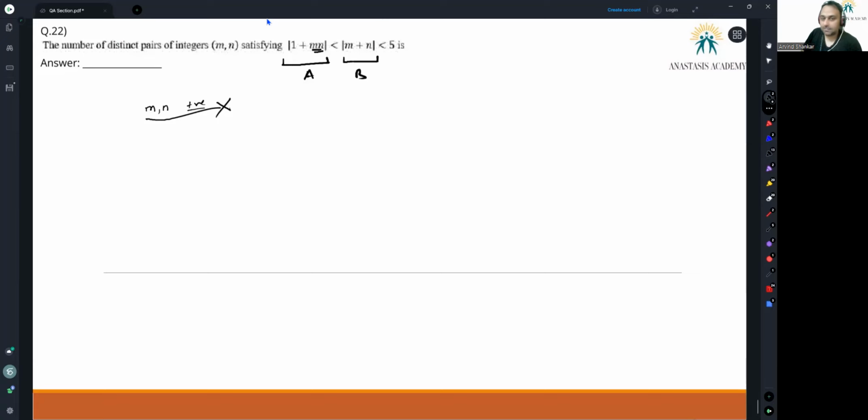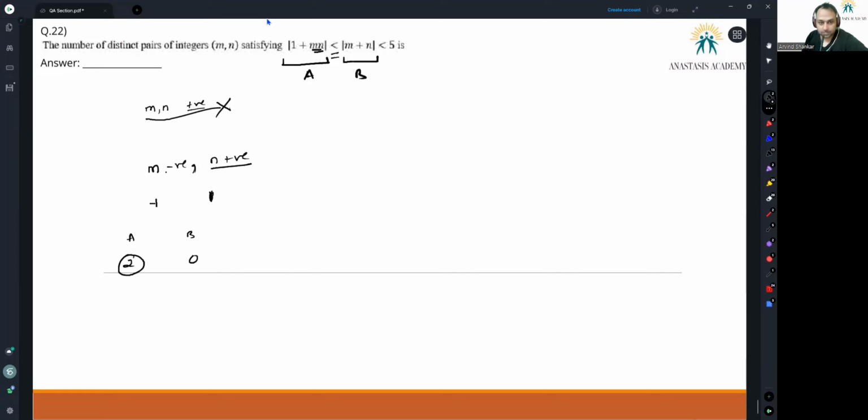Let's take one as negative and one as positive. Let's say M is negative and N is positive. The smallest case would be M minus 1, N plus 1. Let's see if this works. A will turn out to be 1 plus 1, which is 2. B will turn out to be how much? Minus 1 plus 1, 0. And again, our condition is getting violated. B was supposed to be greater than A, but that is not happening.